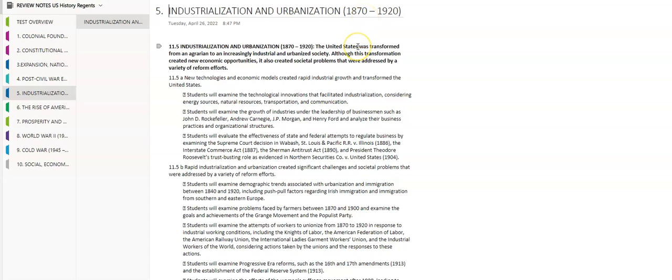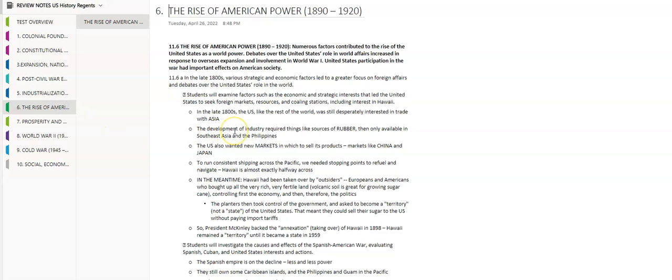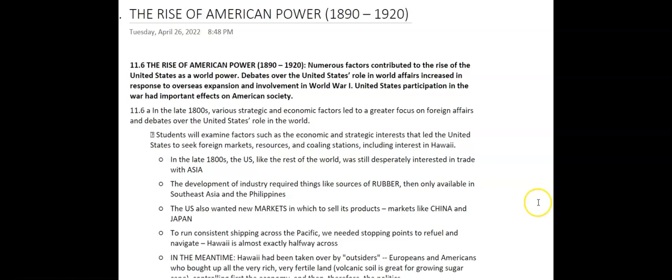I often tell my students, history happens simultaneously. So just because industrialization and urbanization is the last section doesn't mean that that's not going on at the same time as the foreign policy information that we're going to be talking about now. Okay, so I'm going to focus in on the notes just a little bit as we go, and hopefully this will be helpful to you in sort of pulling all this together.